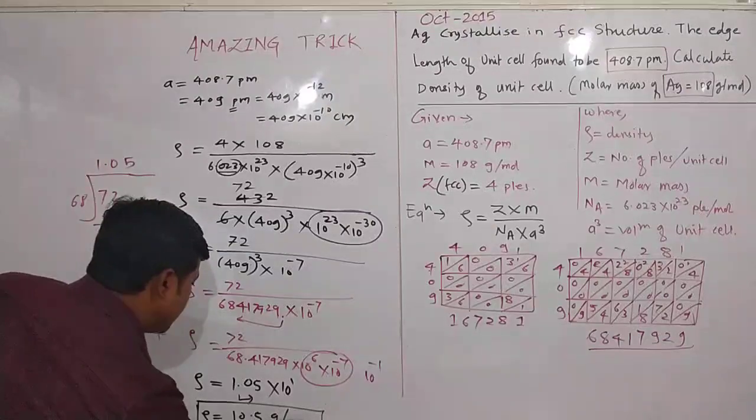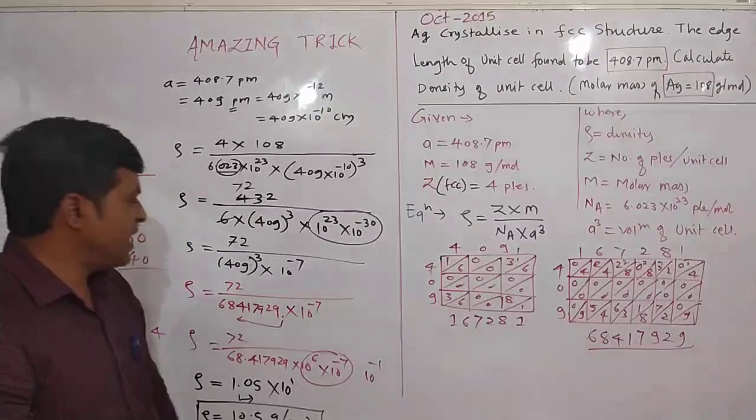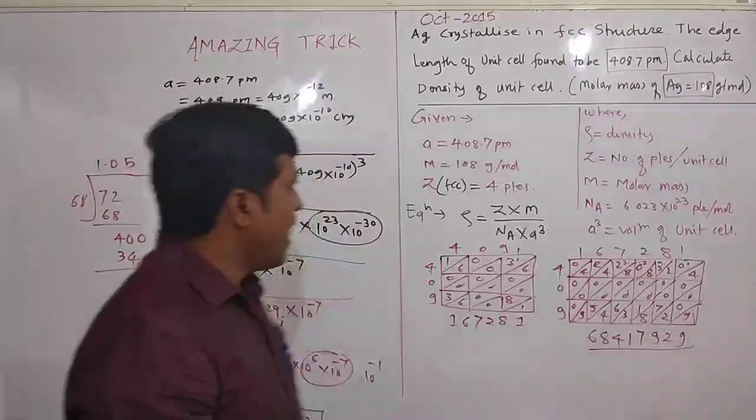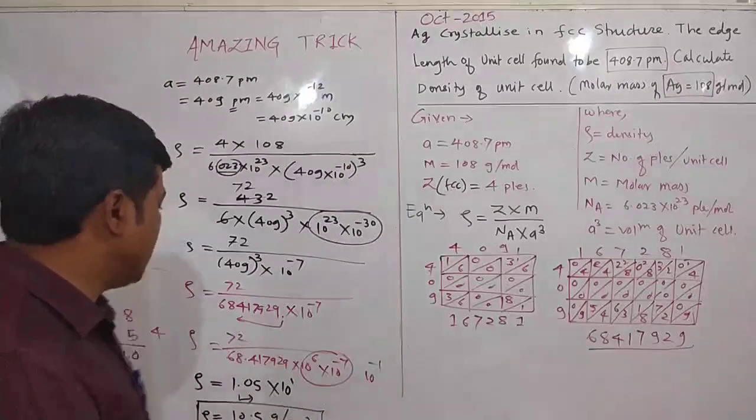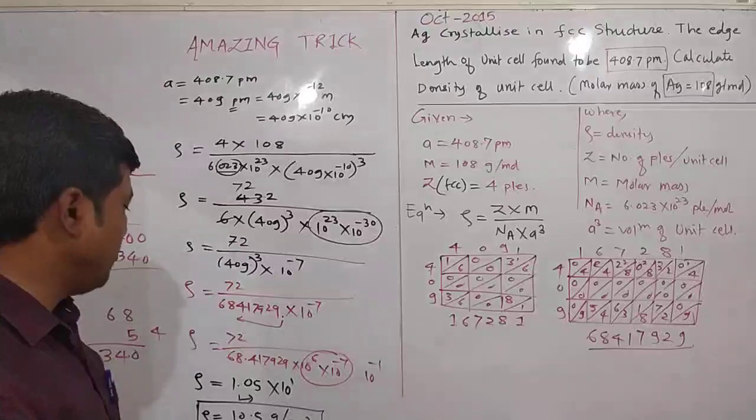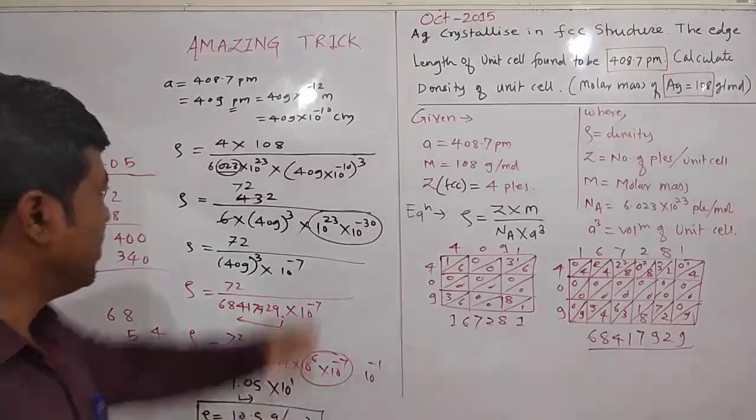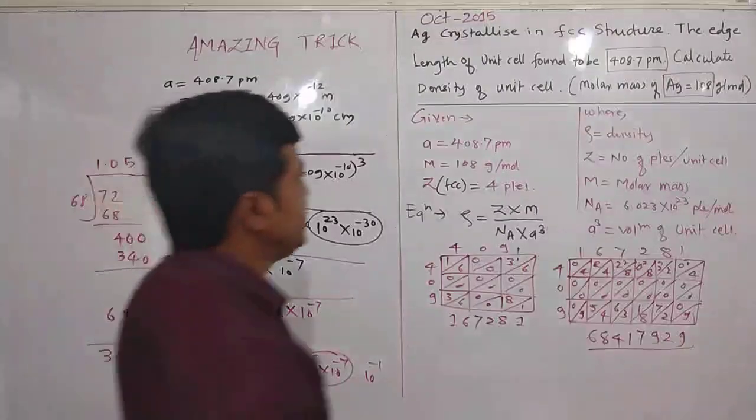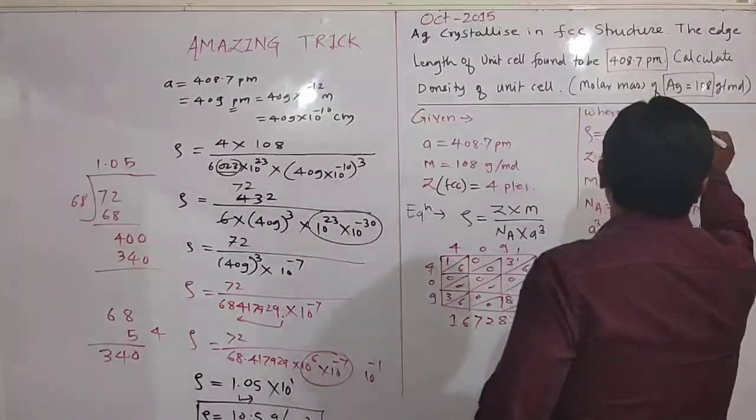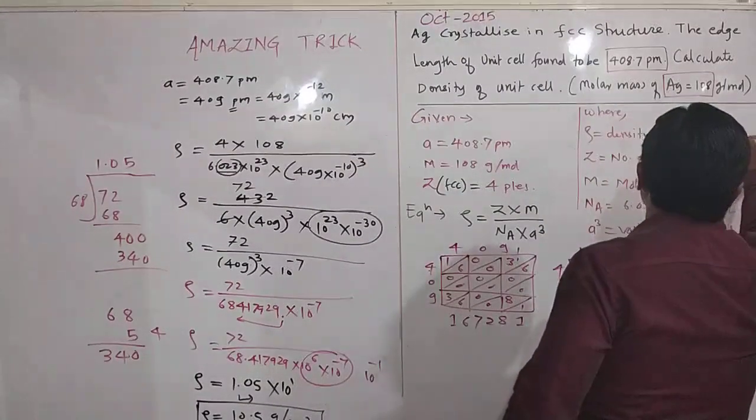What is the unit? Gram per cm cube, right? Mass is given in grams and the length is given in centimeters. When we take the cube, centimeter becomes cm cube. So our answer is density is equal to 10.5 gram per cm cube.